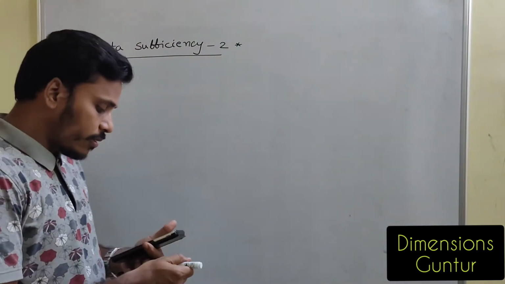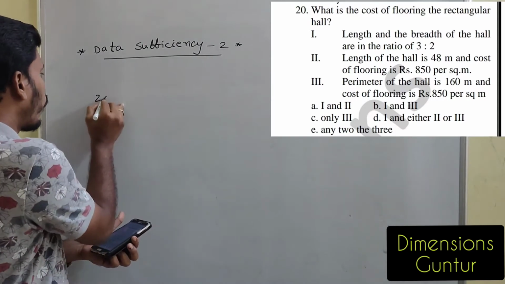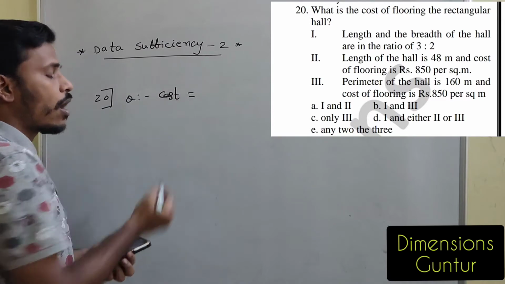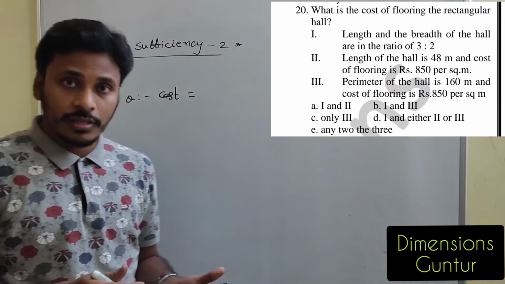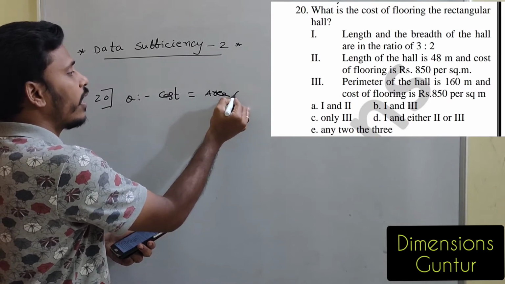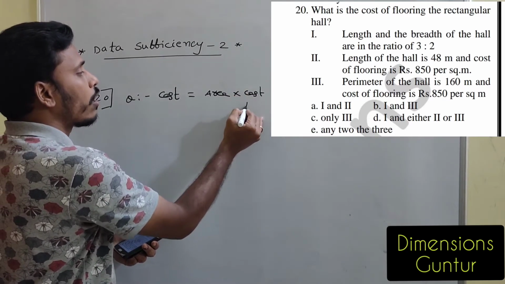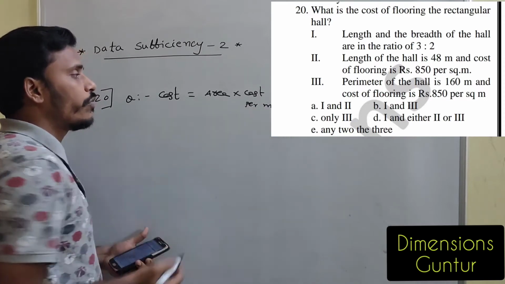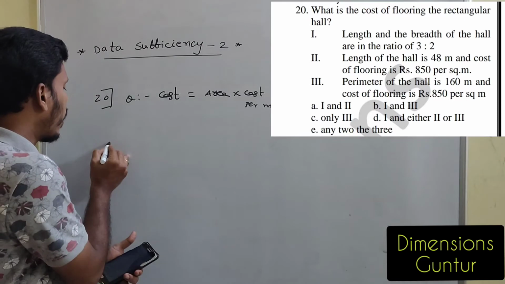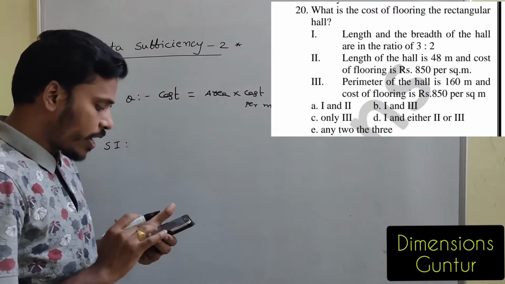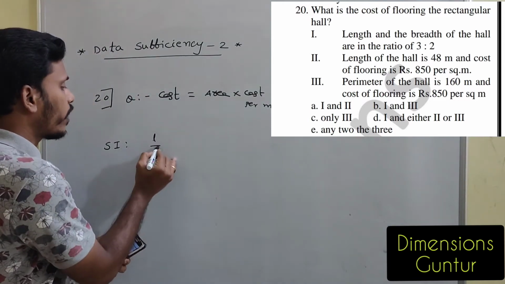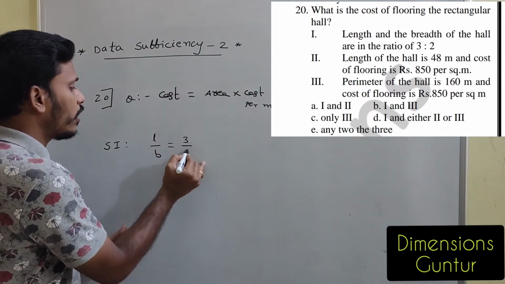Here again, the question is asking you to find the cost of flooring the rectangular hall. Already we did one problem related to this. The cost of flooring a rectangular hall can be calculated by the area of the hall into cost per meter square. So we need area and cost per meter square. Maybe in the 15th problem we did something similar. Now statement 1: length and breadth of the hall are in the ratio 3:2. So L by B is given as 3/2.